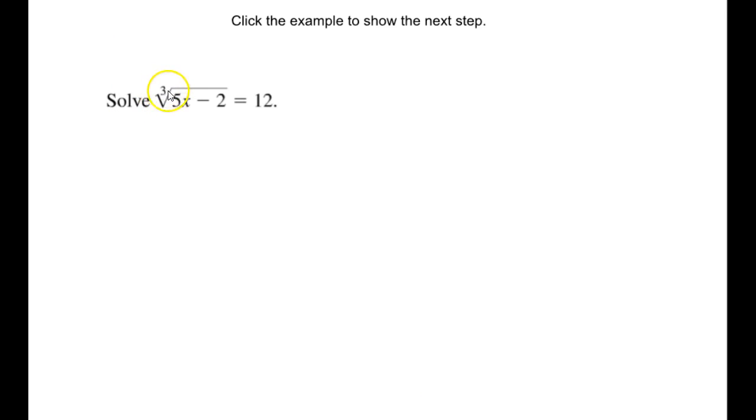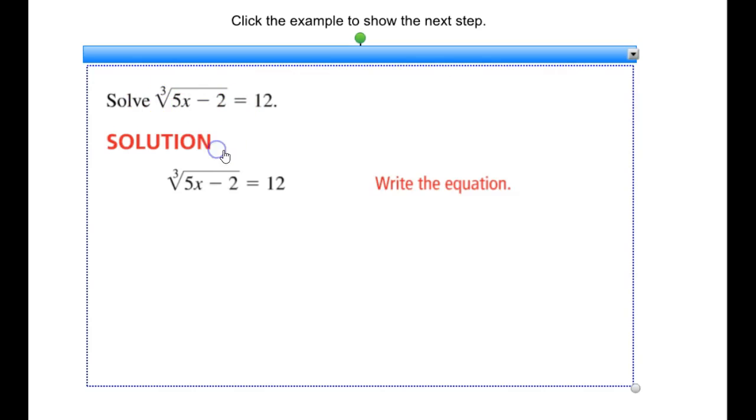Now here I have a cube root of something, right? We've just been dealing with square roots so far. So now I'm going to be looking at this cube root. I have the cube root of 5x minus 2 equals 12. I see that the radical is the only thing on the left-hand side, so I can go ahead and start simplifying and solving.